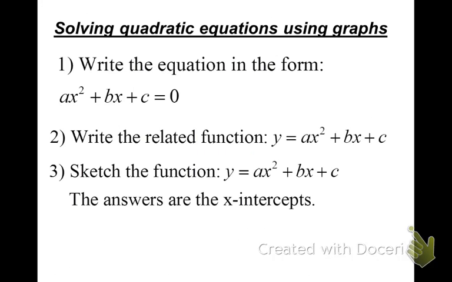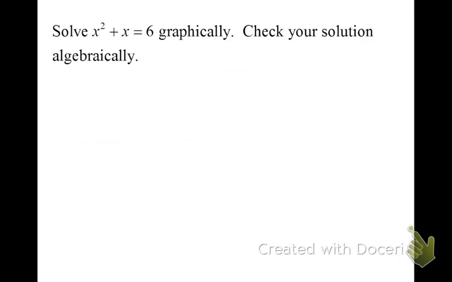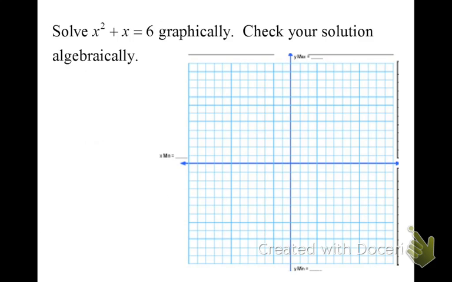The solutions are going to be the x-intercepts after we sketch our function. And once we find where we think it crosses the x-axis, we're going to plug our numbers or answers back in to check to see if they make the equation true. So here's our first equation, x squared plus x equals 6. And we want to solve it graphically and check it algebraically.